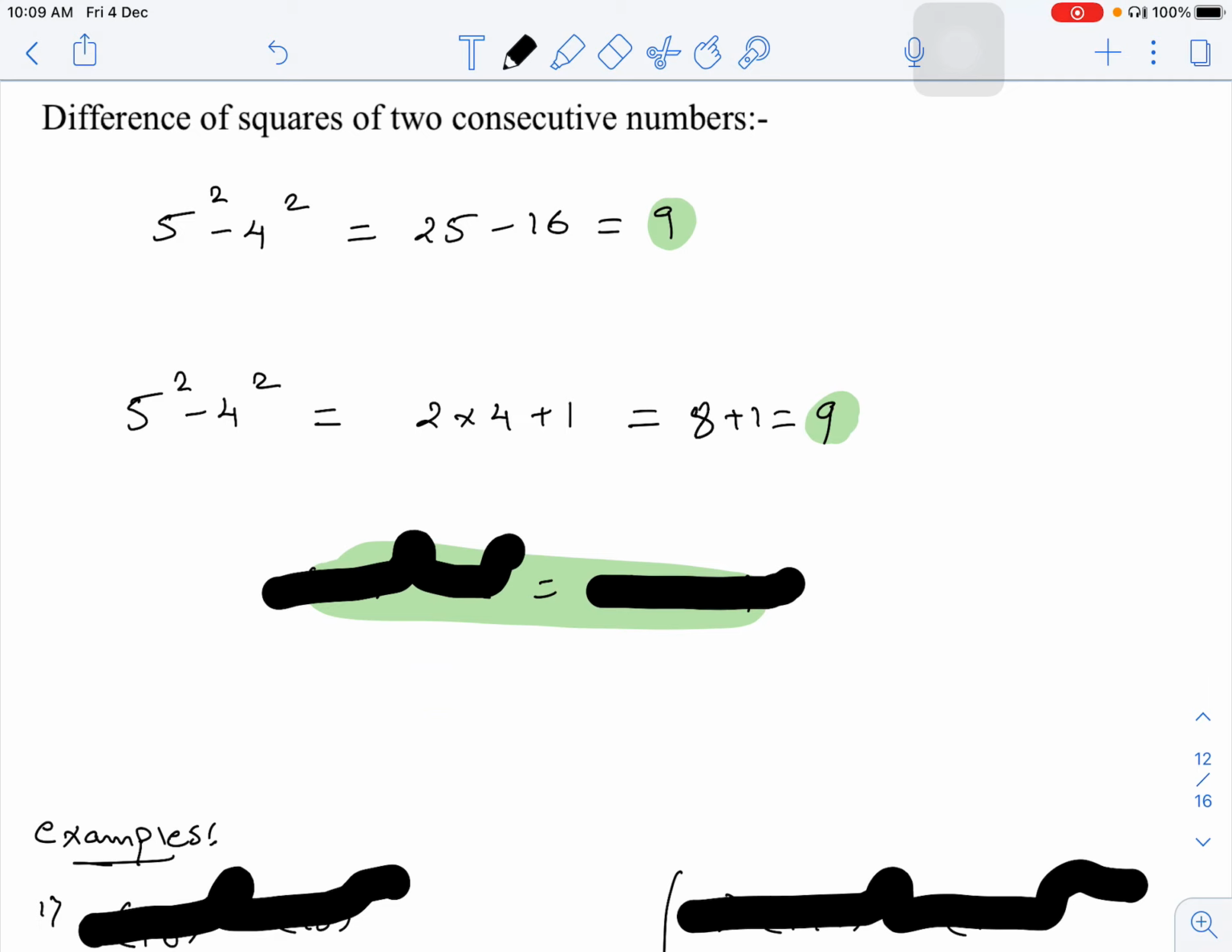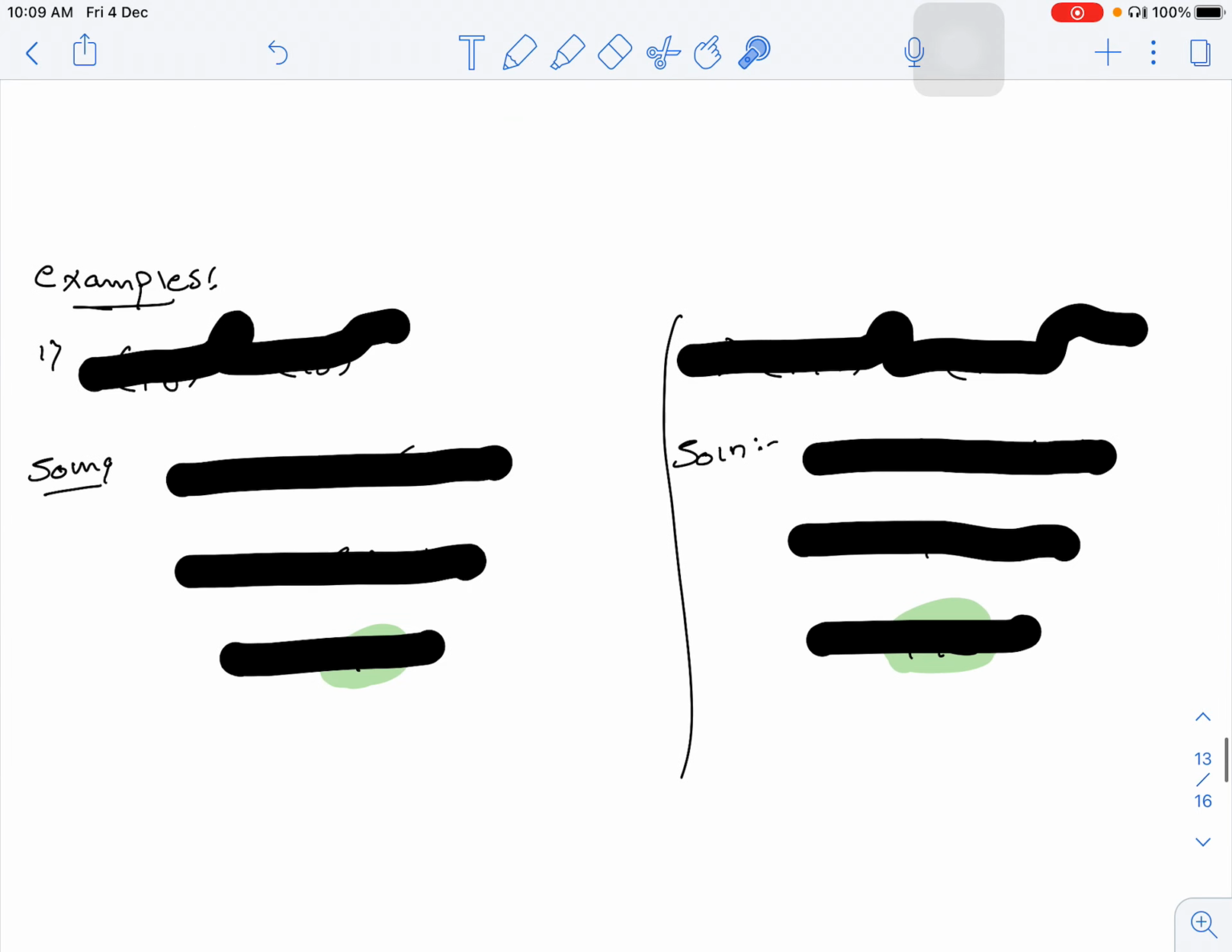Okay. So from this we can get one rule. Now what is that rule? Our rule is that suppose we have a number n, and a number which is just one greater than n, and we are finding the difference of squares of such numbers, then the procedure is: just multiply the smaller number by 2 and then add 1. Okay. Now let us solve some examples based on this.